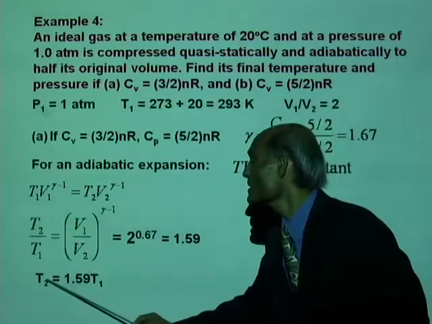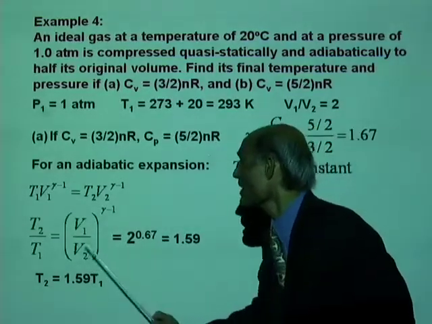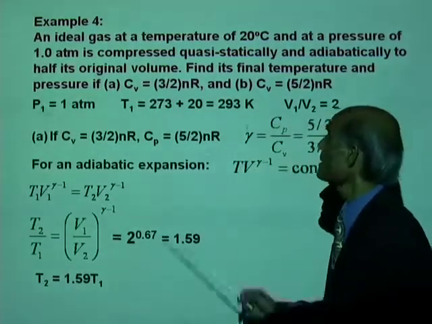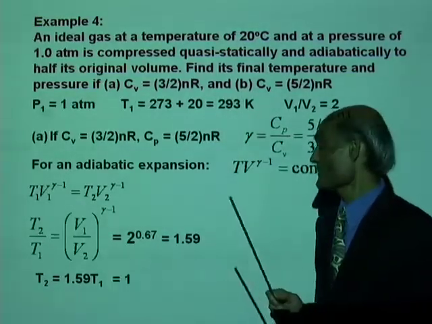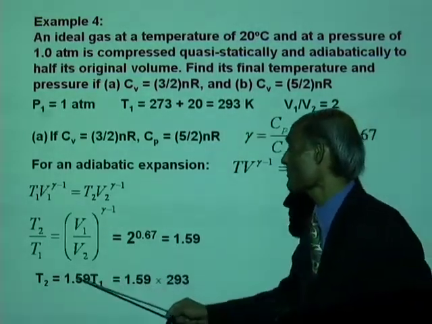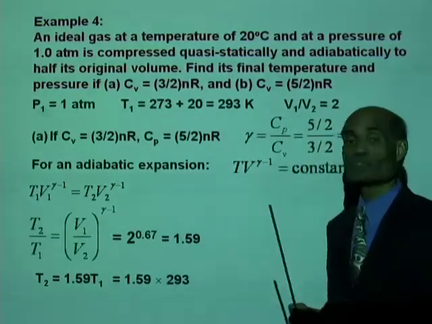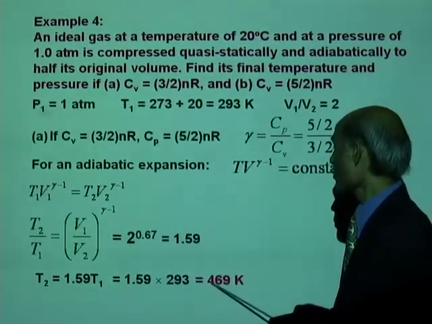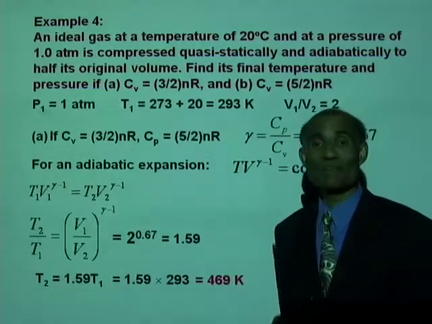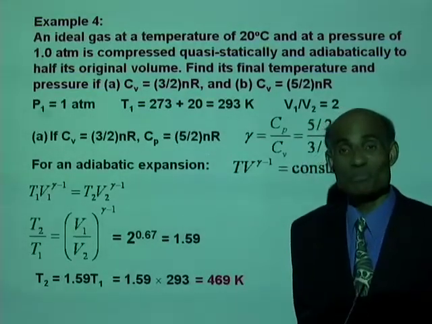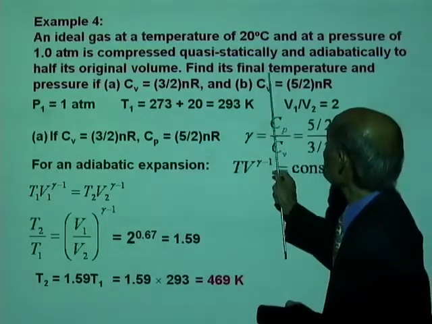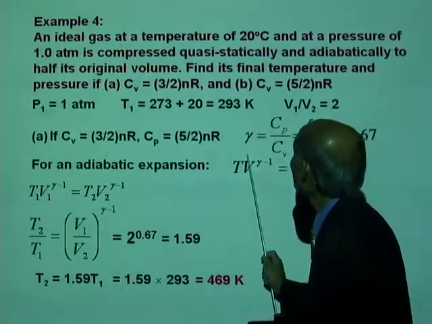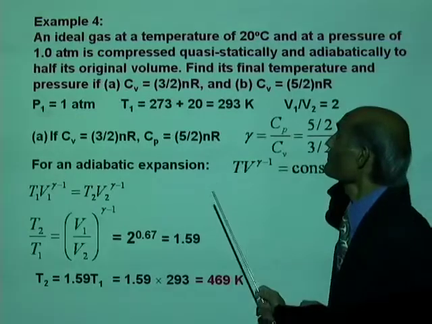Therefore, T2 equal to 1.59 times T1. And T1 is 293 Kelvin. So that will be 1.59 times 293. That is 469 Kelvin, which is the final temperature. Alright, to find the final temperature, we used this equation.